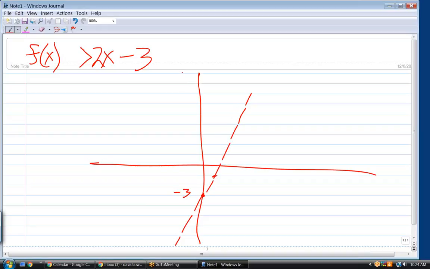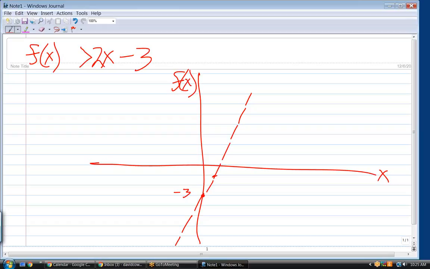Because f of x is greater than this, which side of that line should I shade? F of x is greater, so you're going to shade the left side of the line. Although I would rather you say above the line. Above the line, okay.